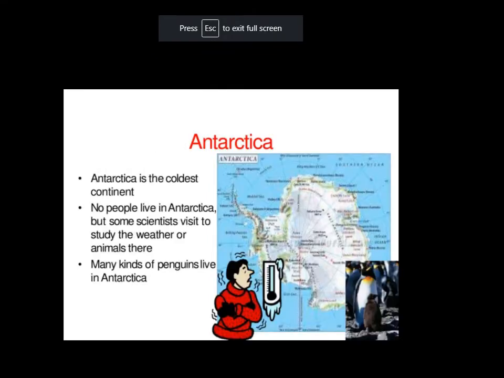The next continent is Antarctica, which lies completely in the southern hemisphere, and the South Pole lies almost at the center of this continent. It is permanently covered with thick ice sheets, and there are no permanent human settlements found there, but we have research stations in Antarctica. From India, there are two research stations, namely Maitri and Dakshin Gangotri.